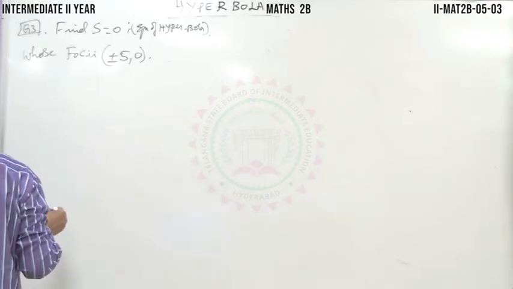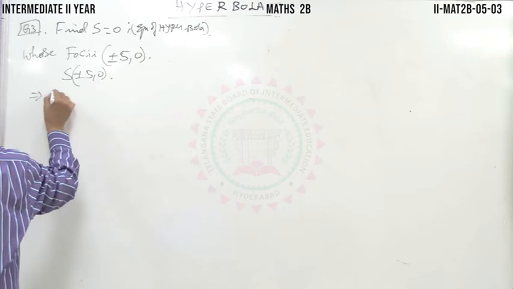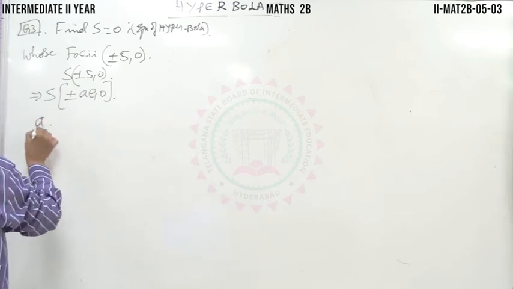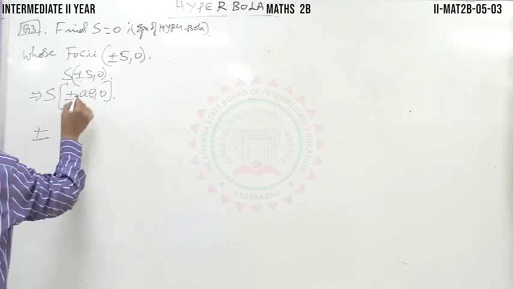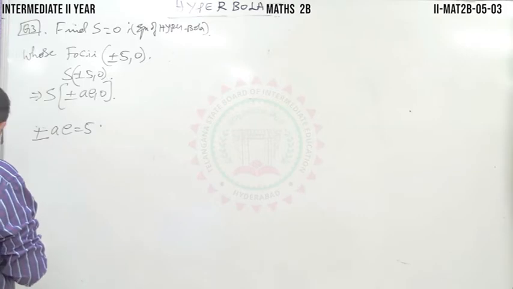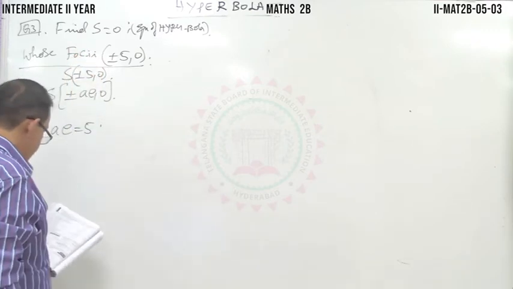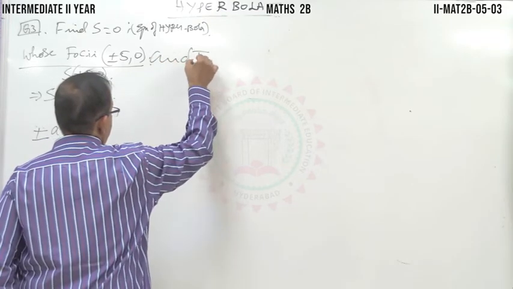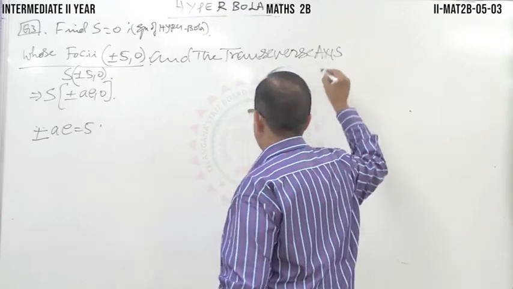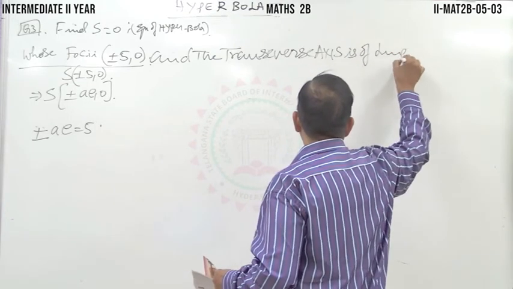That means S is known to you, foci plus or minus 5, comma 0. This implies S is equal to plus or minus AE, comma 0. Friends, we write plus or minus AE is equal to 5. And he has also given one important thing: whose foci are plus or minus 5, comma 0, and the transverse axis is of length 8 units.